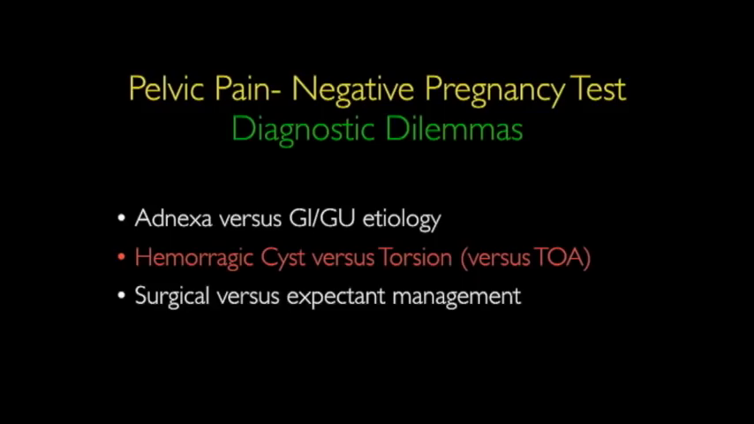So what are the main diagnostic dilemmas? Is the process adnexal, or is it GI or GU etiology? Is it a hemorrhagic cyst versus torsion, or less commonly, a tubo-ovarian abscess? This is very important because the management would be completely different. Hemorrhagic cyst would be managed expectantly with pain control. However, ovarian or possible ovarian torsion or partial torsion would, nearly 99% of the time, be managed surgically.